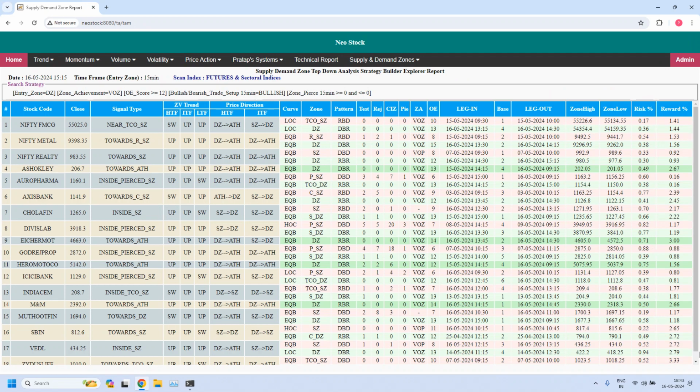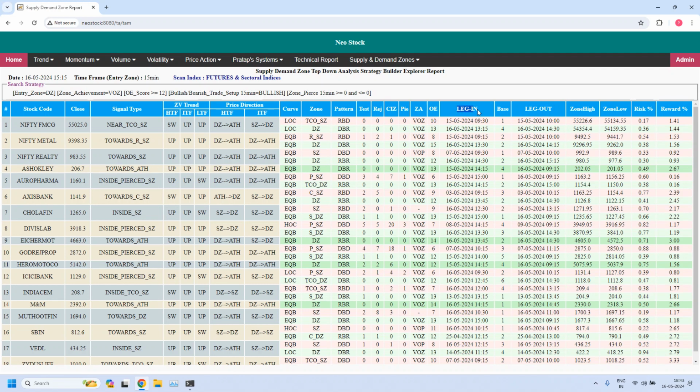We have around 18 stocks filtered. I will be giving you only a few seconds to watch this report and then move on to the next report generation. You please pause the video and then you can study all these columns and parameters for any of your favorite stocks. You can also draw the zones in your charts by taking the timestamp from the leg in column and leg out column.